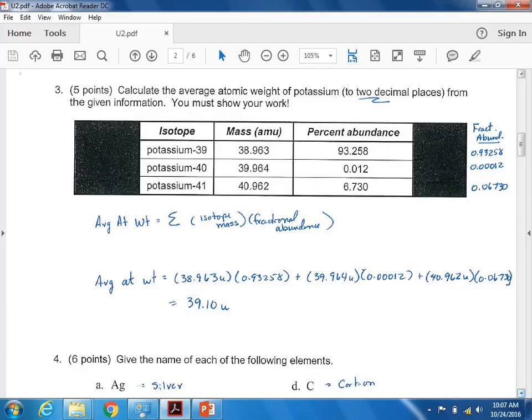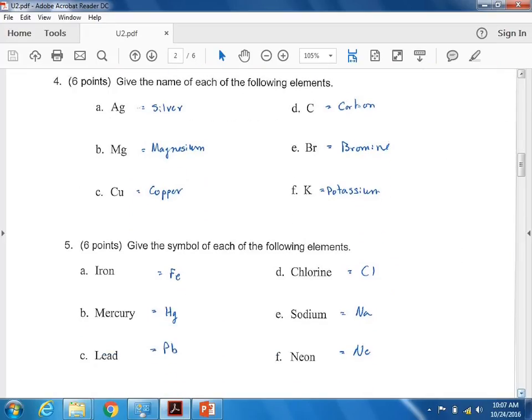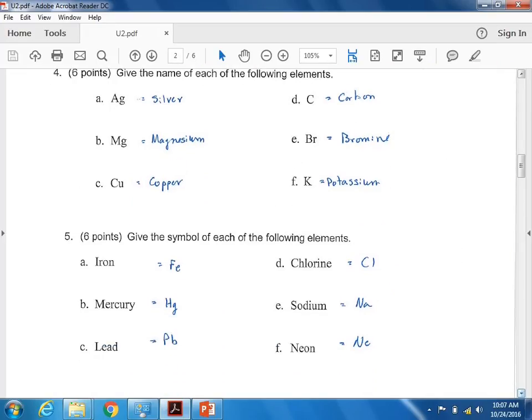The next 2 sections, we take for granted, or I do teaching this class, that everybody kind of knows their way around elements.